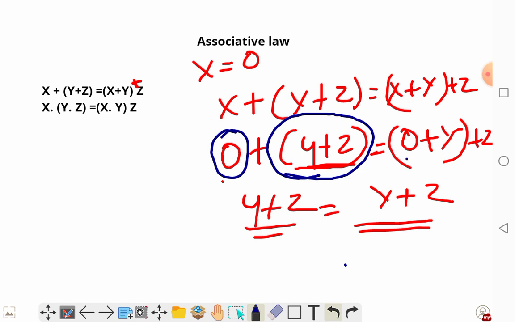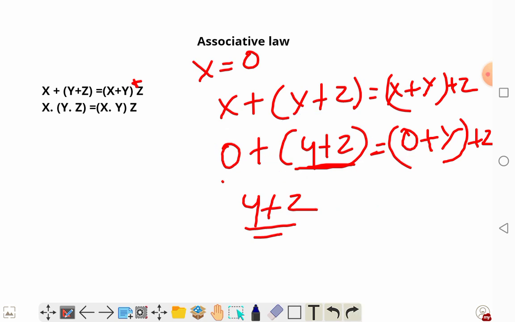Next, in the bracket we have 0 plus y. 0 plus y is y, which came out of the bracket. Then what we have is y plus z. LHS is equal to RHS. You do the same thing for when x is 1. Now we will do when x is equal to 1.